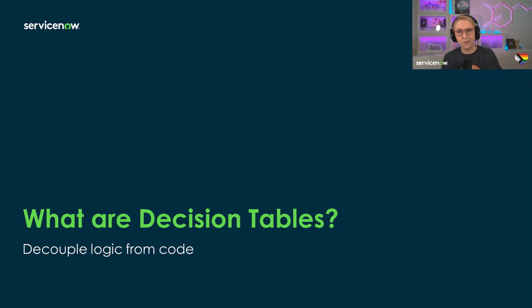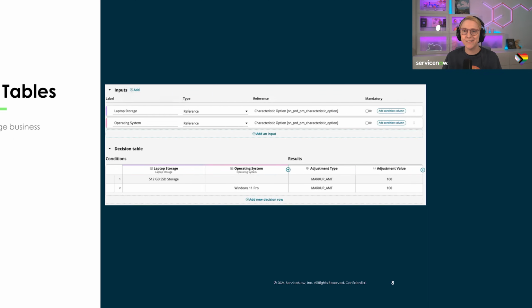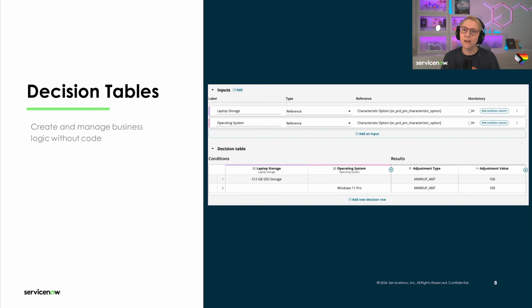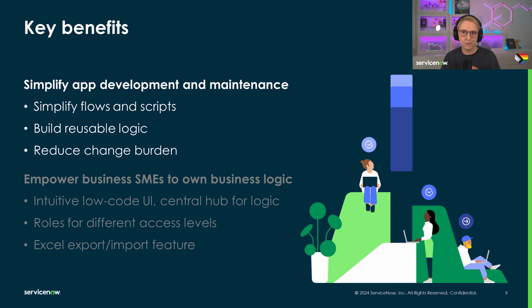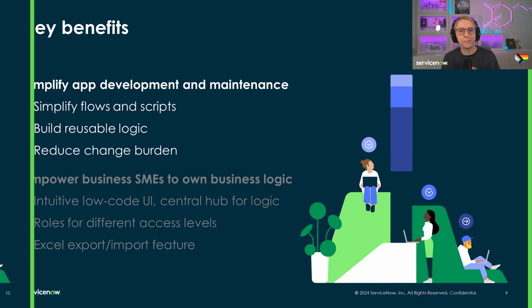So let's focus in on decision tables. What are they good for, and why should you use them? Decision tables enable developers to decouple decision logic from their code to create and maintain decision rules in applications. With decisions, it's seamless to update your business rules anytime, as you can modify decision rules without changing the code. With decision tables, you simplify your flows and scripts by building reusable logic, and you reduce your change burden.